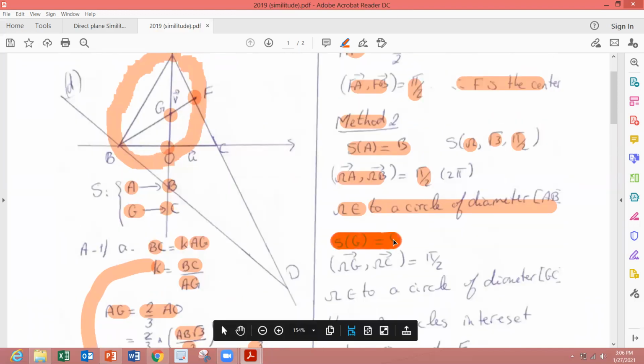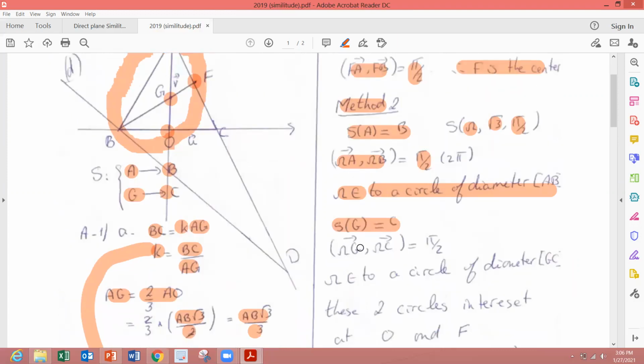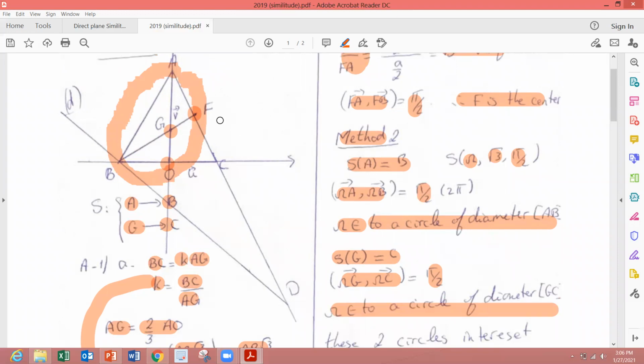S of G equals C. It means that omega G, omega C equals pi over 2. So omega belongs to the circle of diameter GC. This circle of diameter GC passes through which points? These two circles intersect at which points? At omega. These two circles intersect at O and F.